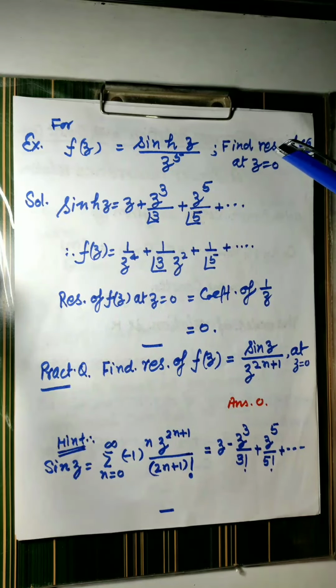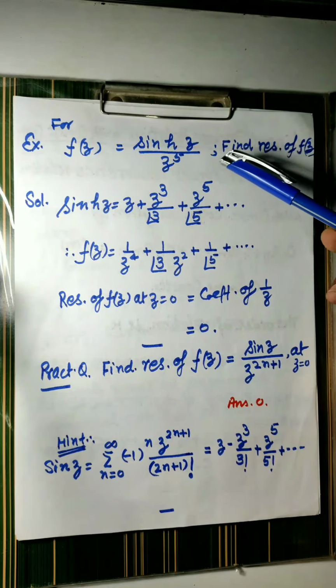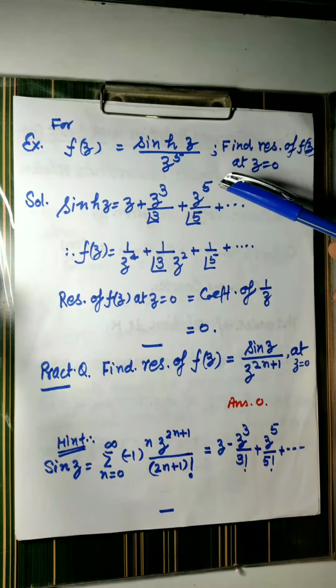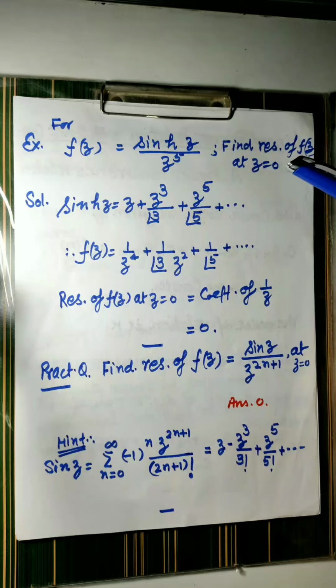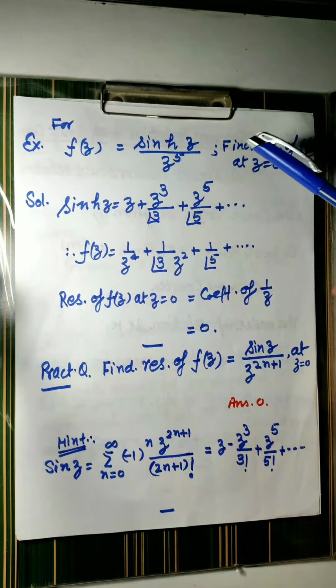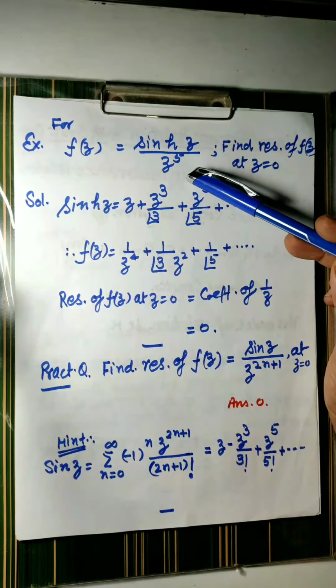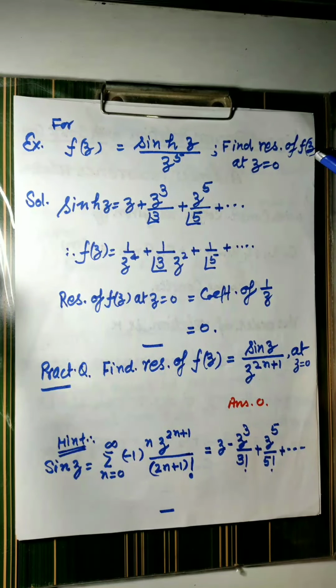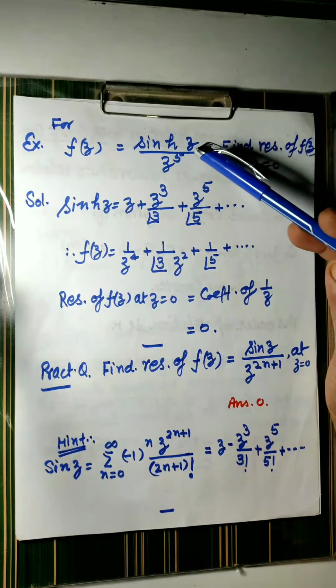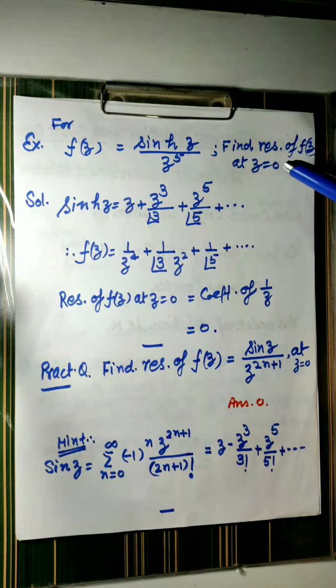Given f(z) equals sinh z upon z raised to the power 5, find the residue of f(z) at z equals 0. Here the function is given: hyperbolic sine z upon z raised to the power 5. We want to obtain the residue of this function at the point z equals 0.